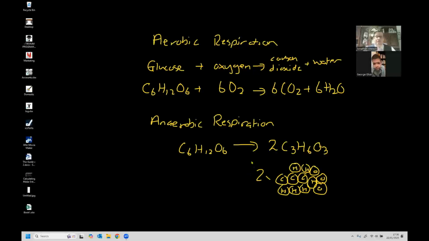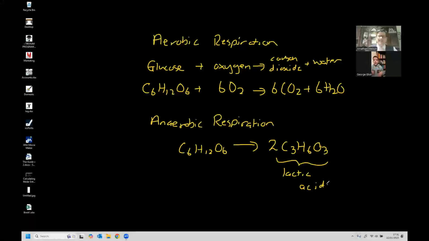I bet you want to know what that thing's called, though, don't you, on the right-hand side? Well, it's called lactic acid. I've heard of that. Good. Where have you heard of it? Lactic acid is when you're running and running and running, and suddenly you can't breathe, and your legs just won't work anymore because you've built up so much lactic acid in your legs that your legs start cramping up and you just can't do it.